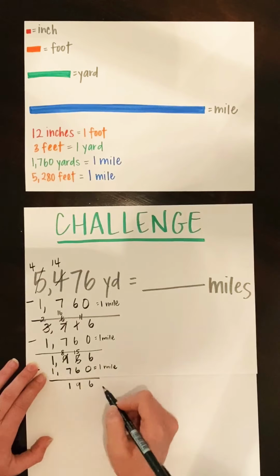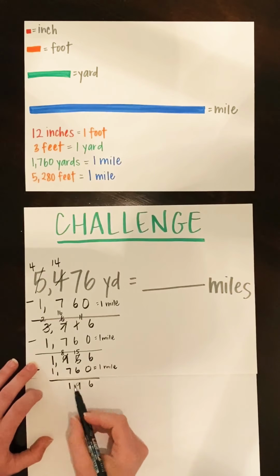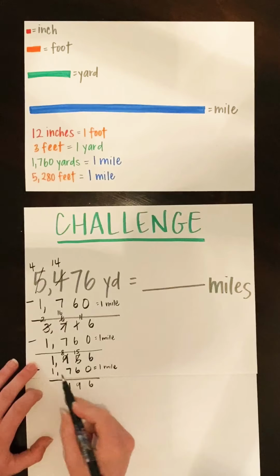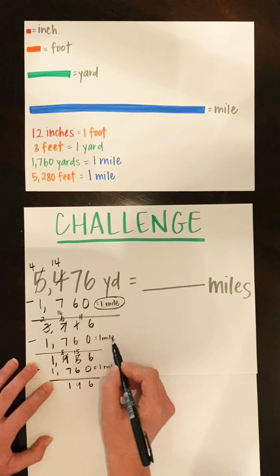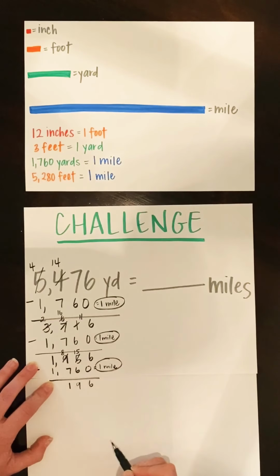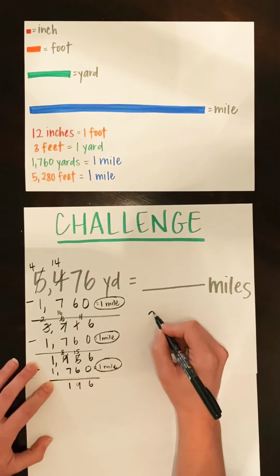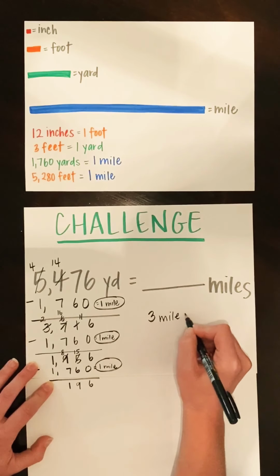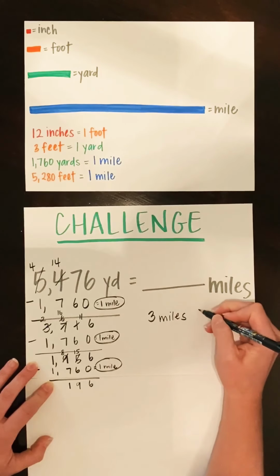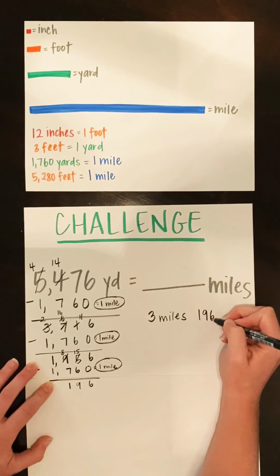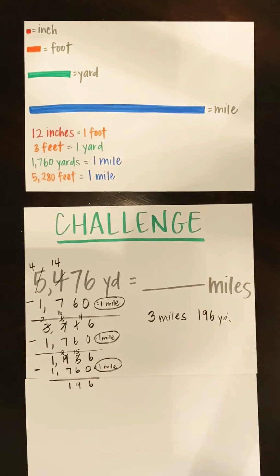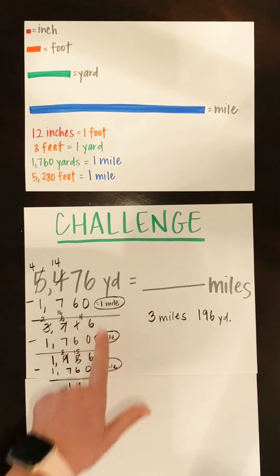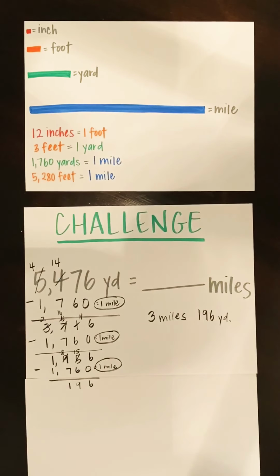Okay, so now I can see that I have got 196 left over. I could not take another 1,760 away from that. So I'm going to see I have 3 groups of 1 mile. So I've got 3 miles and 196 yards. So that is a way that you could complete some challenge problems if you're faced with something like this and you can't do long division to figure it out.